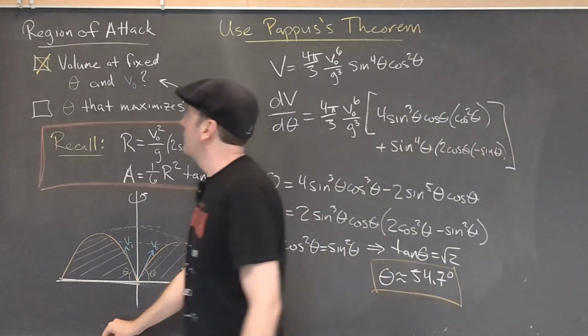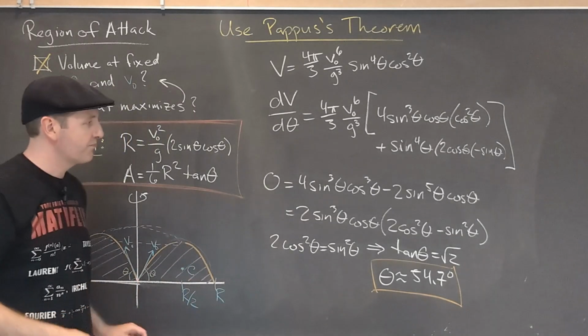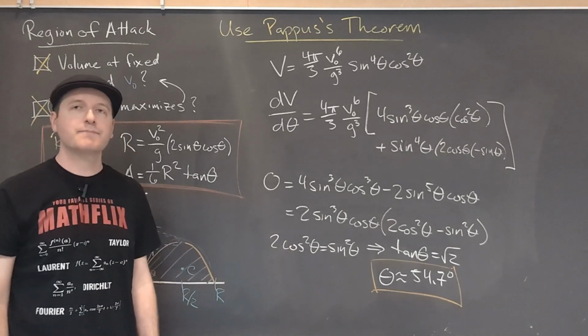So there we have it. We found the volume of this region of attack. We found the theta that maximizes that region of attack to be about 54.7 degrees. QED.